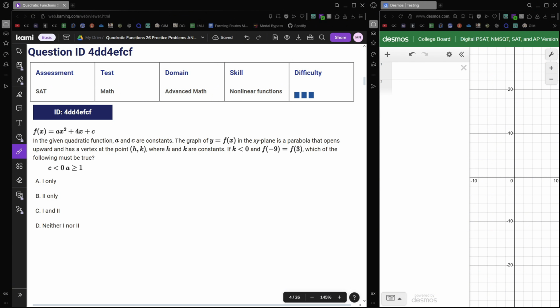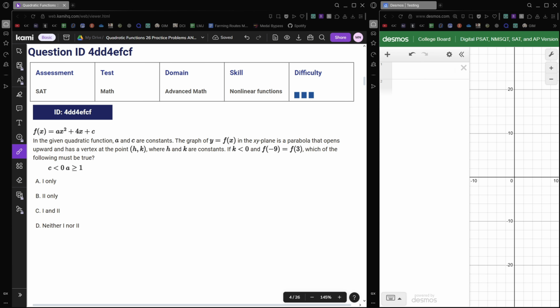Question number 4. In the given quadratic function, a and c are constants. The graph of y equals f of x in the xy plane is a parabola that opens upward and has a vertex at the point (h, k), where h and k are constants. If k is less than 0 and f of negative 9 is equal to f of 3, which of the following must be true? Now "must be true" is going to be a very important thing that you need to keep in your mind.